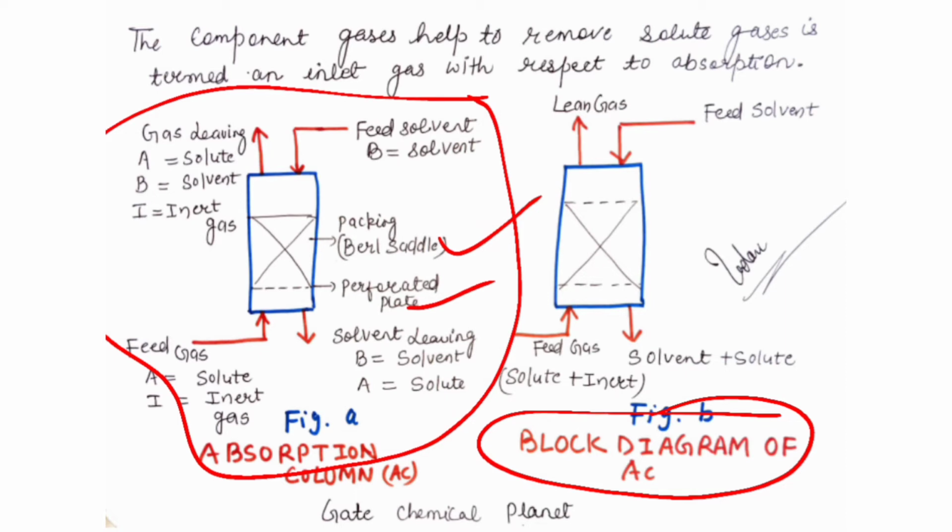In questions we will draw this type of block diagram to solve them. Here the feed gas is coming into contact with the feed solvent. The feed gas consists of solute plus inert, and after contacting we get lean gas out, and the solvent which consists of some amount of solute also. So this is the block diagram of the absorption column.